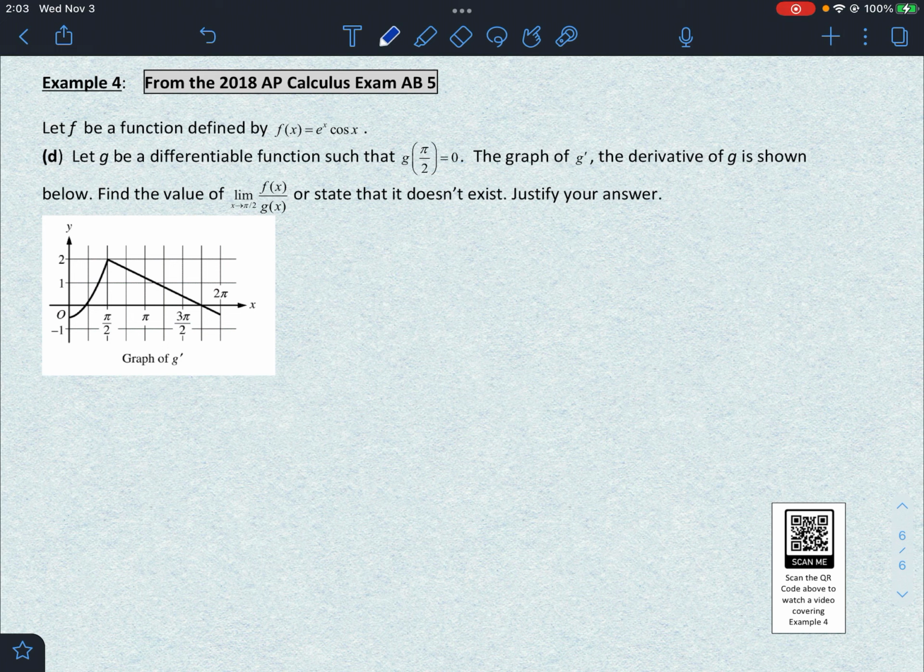Okay, last one here. Let f be a differentiable function defined by e to the x cosine x. Let g be a differentiable function such that g of pi over 2 is 0. The graph of g prime, the derivative of g, is shown below. Find the value of the limit as x approaches pi over 2 of f over g, or state that it does not exist, and justify your answer. So this is a problem from 2018 on the AP exam, part D, number 5.